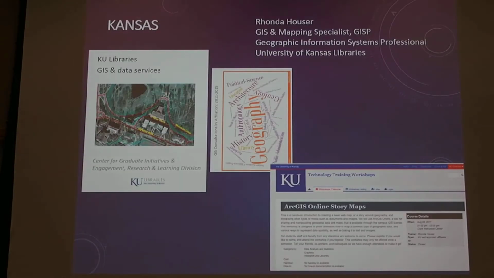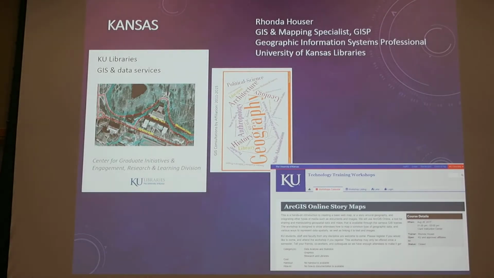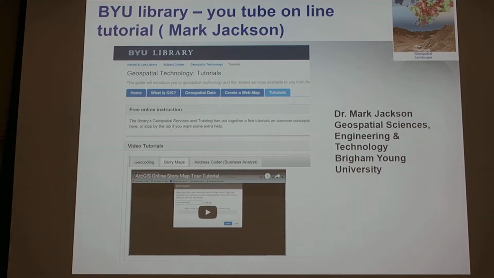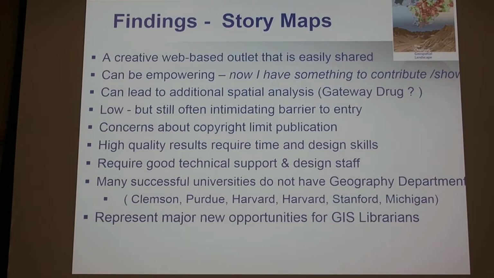Now let's talk a little bit about, I'm going to sum this up very quickly. I spent a lot of time looking at what libraries in higher education are doing with story maps and other things. University of Kansas is kind of interesting. It has a very strong geography program, but the Kansas University Library has an extensive GIS and data services operation. Just amazing. At BYU, one of our graduates, Mark Jackson, works in the library essentially, and he's produced a YouTube video on how to produce a story map. So story maps become a creative web-based outlet.